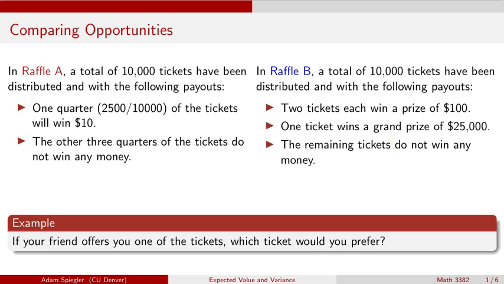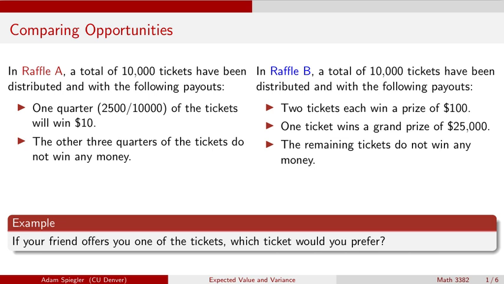So if you had the opportunity to get either raffle ticket A or raffle ticket B, which ticket would you prefer? Well, there's a lot to consider. For example, raffle A has a better chance of winning, but the amount that we win is much less compared to raffle B. So only 3 out of the 10,000 tickets here are going to win, but they're going to win a lot of money. So how can we quantify these distinctions and help us make an informed decision in this example?